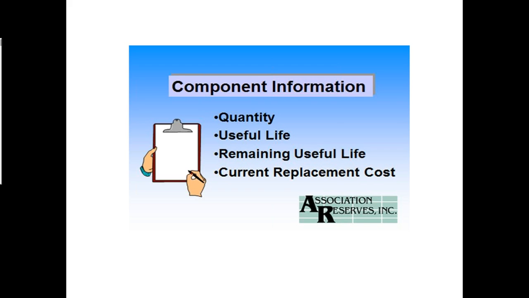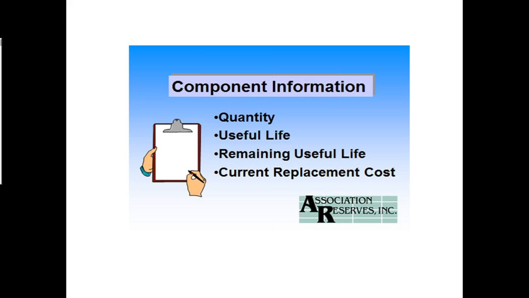You'll be given information on the quantity, meaning how much of this component we have. For example, do we have 10,000 square feet of asphalt? You'll be given its useful life, how long it should last, and then its remaining life, how long that particular component has until it needs to be replaced. So for example, if we have a roof with a useful life of 15 years, we're saying that type of roof should last 15 years. And if it's 14 years old and it has 1 year of remaining life, we're saying we're going to need to replace that in one.